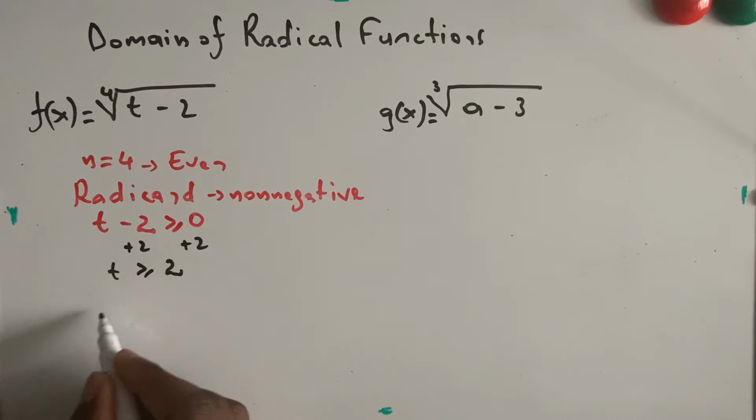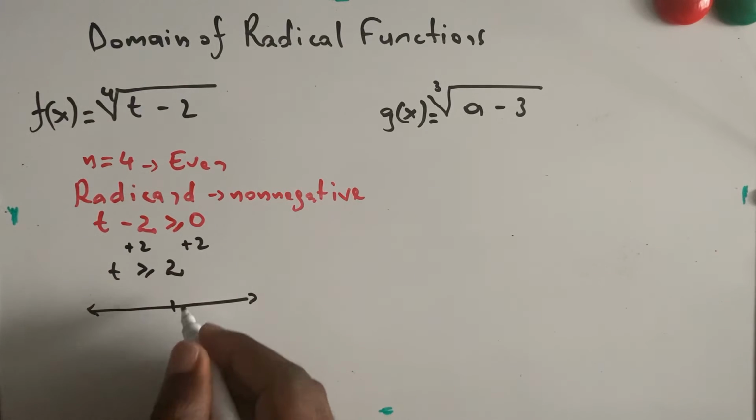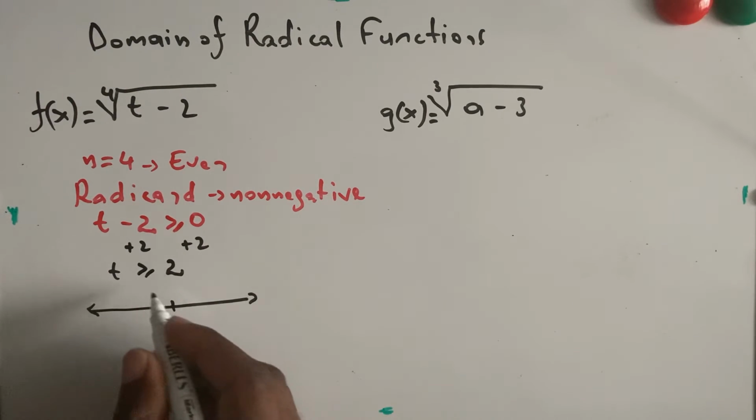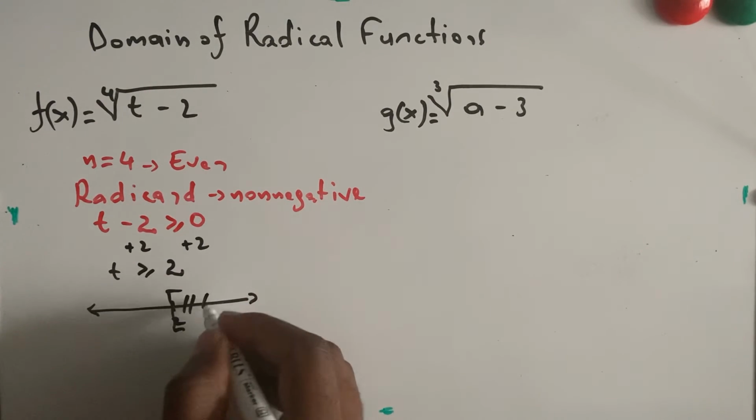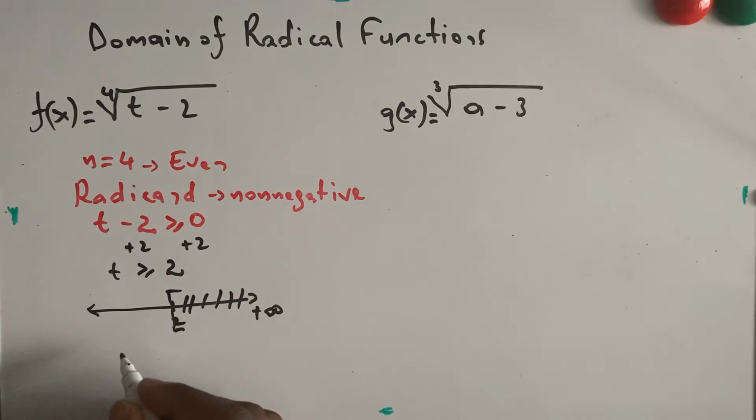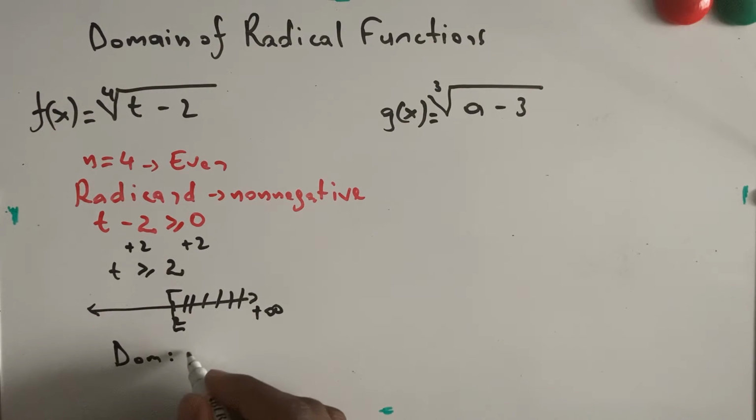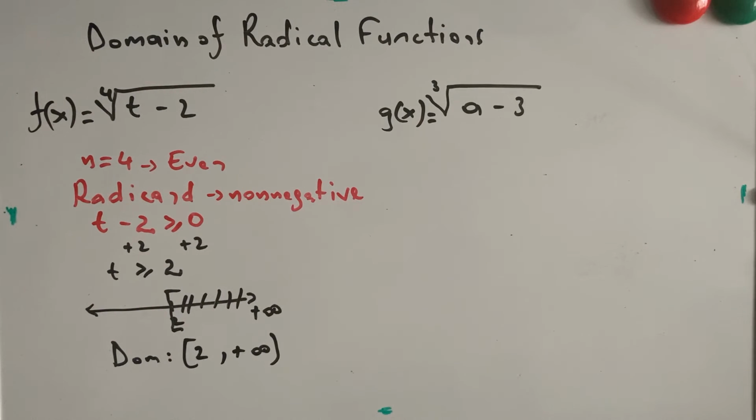Then if you don't remember how to just jump to the interval notation or set builder notation, you can just do your number line and put 2 here. Now greater than or equal to 2, so I know I'm going to be right here on the right to positive infinity, right? Therefore the domain here will be all t values from 2 to positive infinity. Okay, that's it. From 2 to positive infinity.